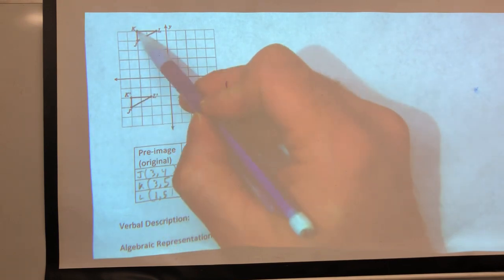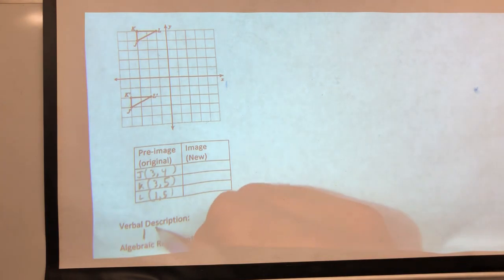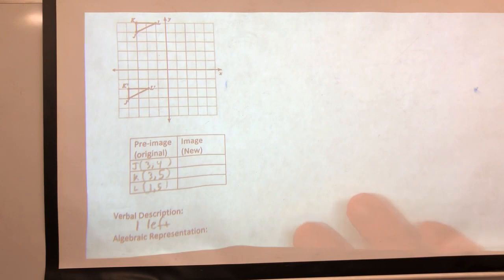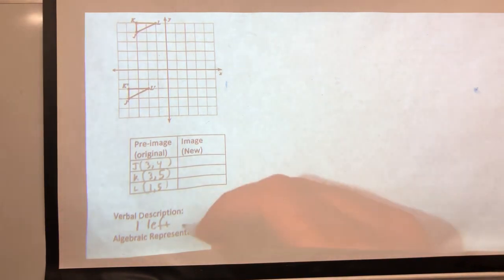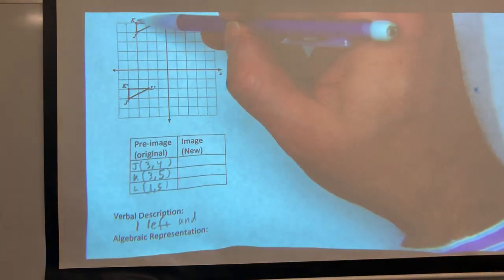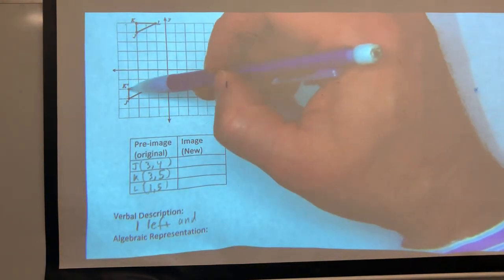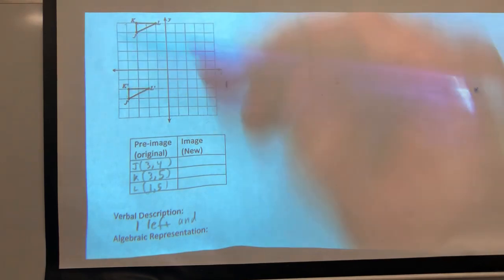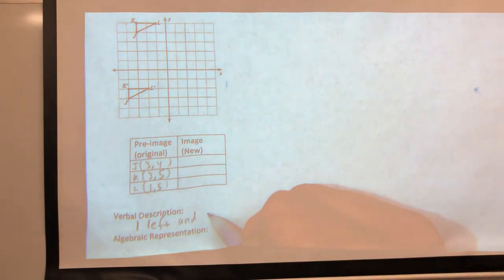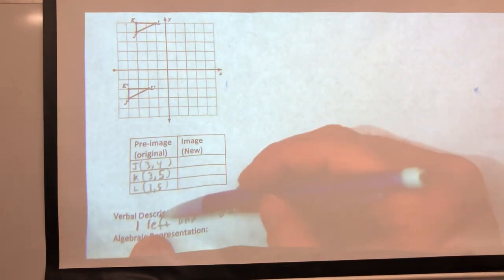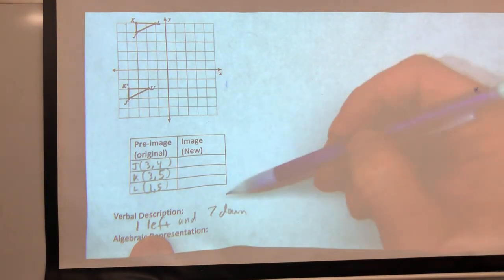So for K to go to K prime, it would move 1 to the left. Don't move to any other point. Go from K to K prime. So 1 left, and then 1, 2, 3, 4, 5, 6, 7 down. Left on the x-axis would be like subtraction or negative, and down on the y-axis would be negative.